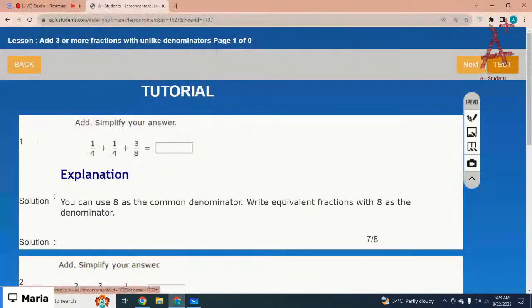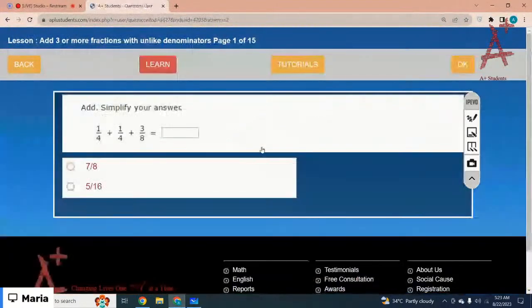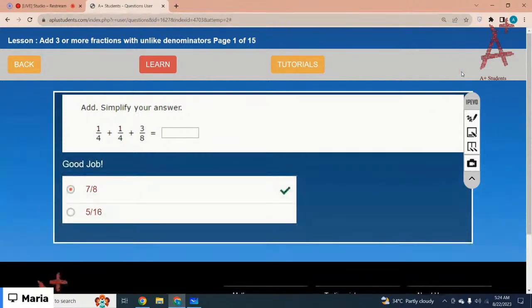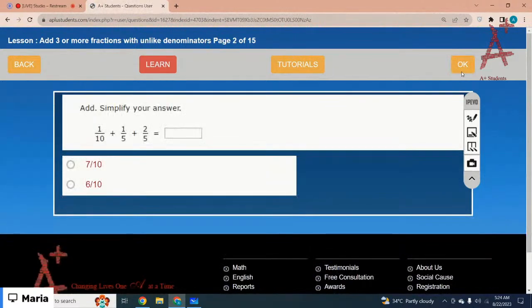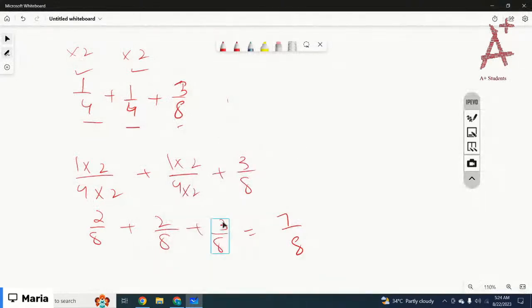Let's just start with the practice questions. So you have to add 1 by 4 plus 1 by 4 plus 3 by 8. That's the one I just did on the board. So 1 by 4 plus 1 by 4 plus 3 by 8 equals 7 over 8. The correct option is 7 over 8. Okay, 1 over 10 plus 1 over 2 plus 2 over 5. Okay, let's just start with the next one. That would be 1 over 10.